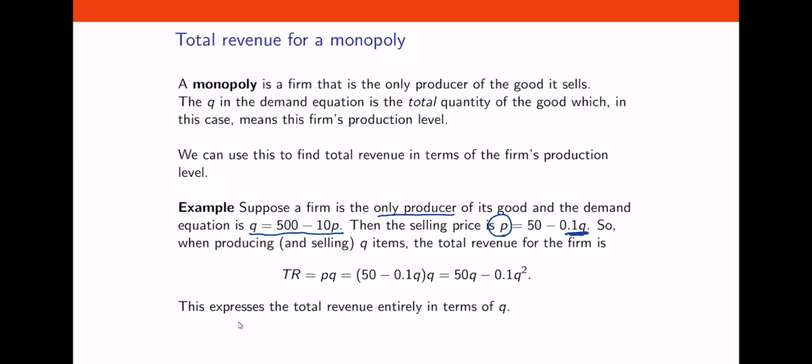So that means we can find the total revenue as a function of our firm's individual production Q by using this value P for the selling price and multiplying that by the number of units Q sold. So total revenue is P times Q. P as a function of Q, our firm's production, is given by the demand equation because it is a monopoly, and we get this expression here. So this expresses the total revenue entirely in terms of the key variable that we're considering, namely our firm's production level Q.